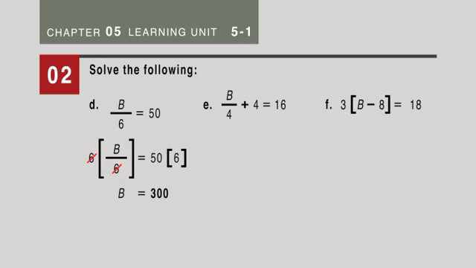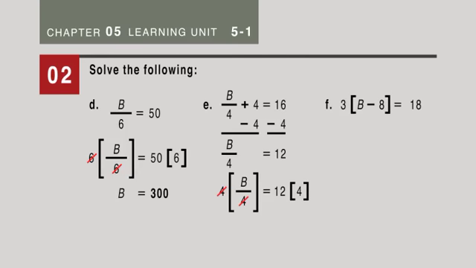In E, B over 4 plus 4 equals 16. So here we subtract 4 from both sides. Whatever you do to one side, you do to the other. Then we see divided by 4, so we're going to multiply both sides by 4. Whatever you do to one side, you do to the other side, giving you B equals 48.